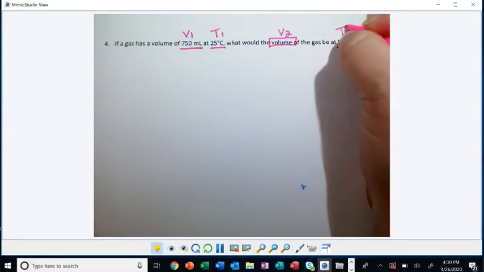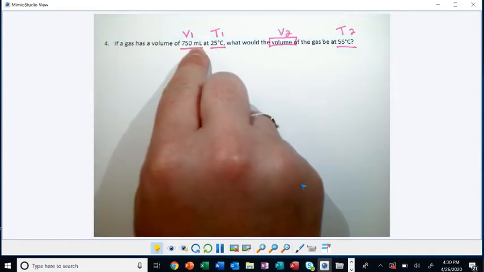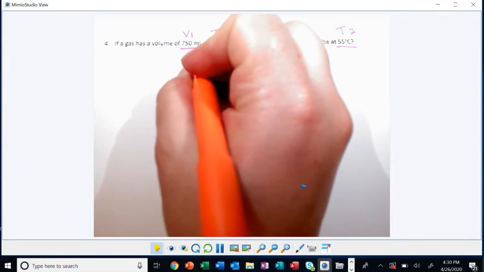degrees Celsius, T2? Now, one thing you want to always make sure that you do is check to make sure that all your units are like they should be. Right now, I have my volume in milliliters, and we like to have our volume in liters. So in order to make it liters, I need to convert it.